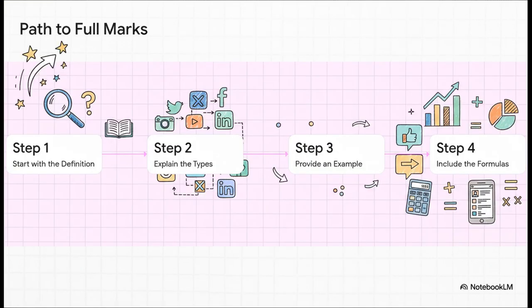So here's the thing. The university really likes answers that are structured in a specific way. And this is it. This is the golden formula: definition, types, example, and formulas. If you follow these 4 steps, you are putting yourself on the fast track to scoring top marks. And that's exactly the roadmap we're going to follow in this explainer.